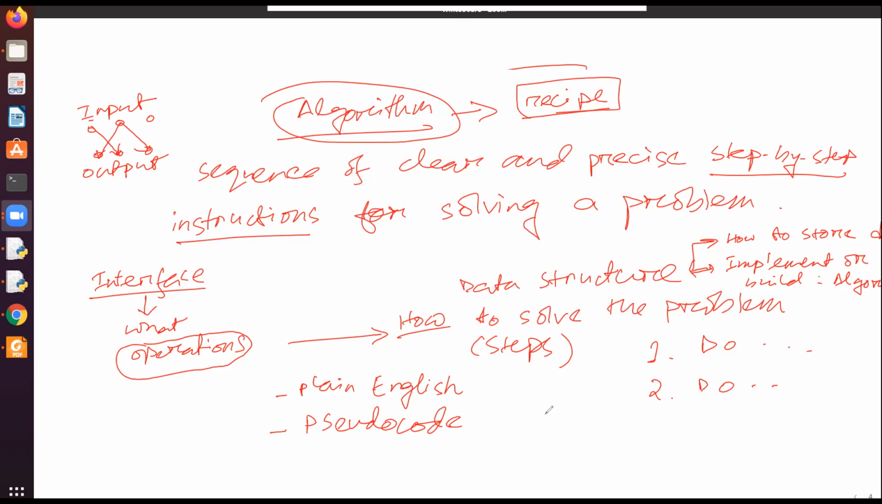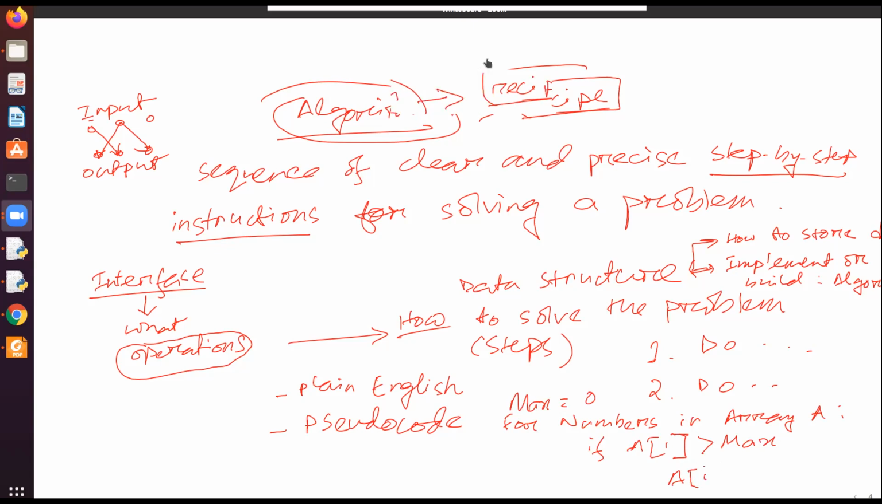Say for example, you can write find max to solve the problem find max. You can write: for numbers in array A, define max is equal to 0; if A[i] is greater than max, then max is equal to A[i]. So in these three or four lines, I have expressed the algorithm to find a maximum number.